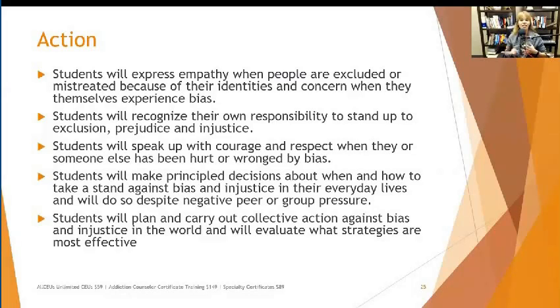And they'll continue to take action despite negative peer or group pressure. So if they feel strongly about something, they won't back off even if the majority group says, shh. Students will plan and carry out collective action against bias and injustice in the world, and will evaluate what strategies are most effective.